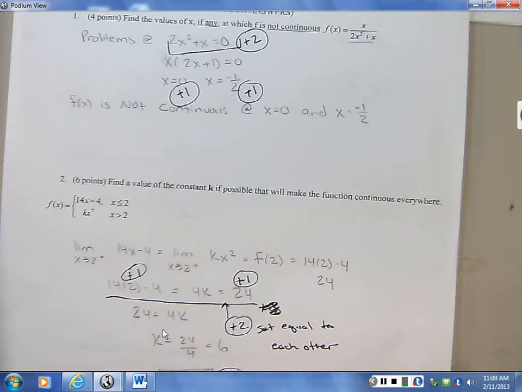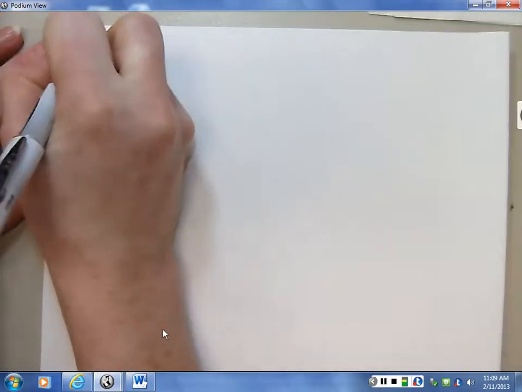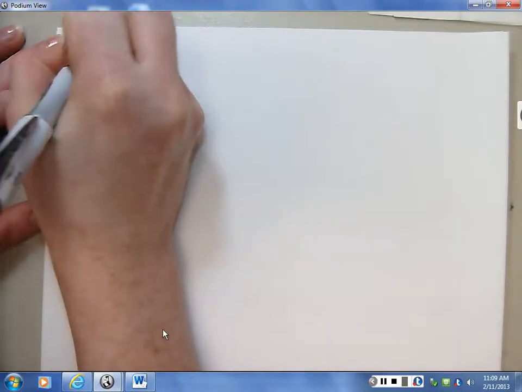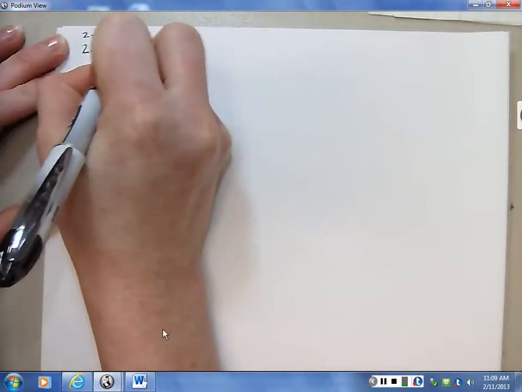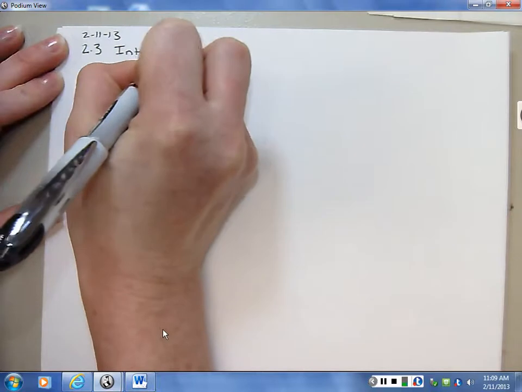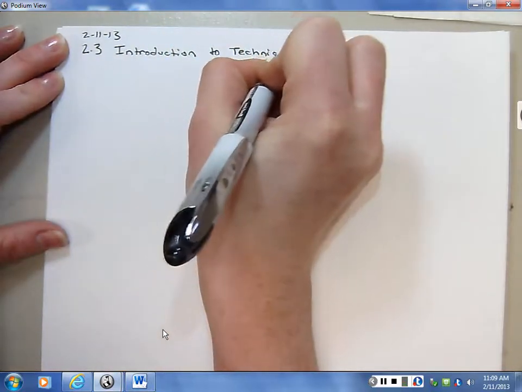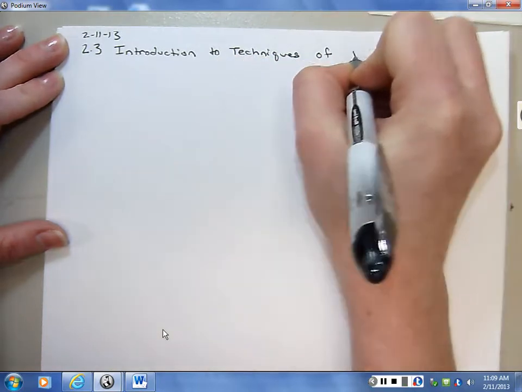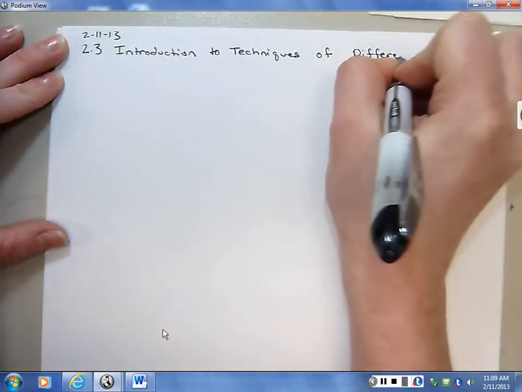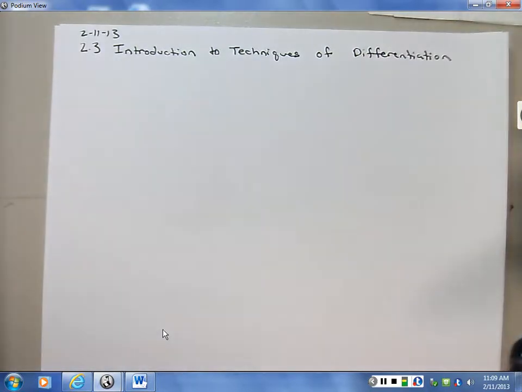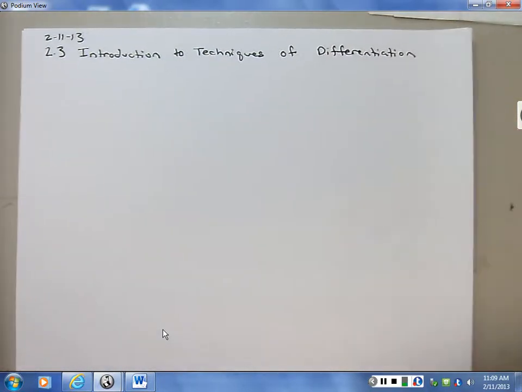So, any other questions? Okay, so today we're going to cover 2.3, which is techniques, or an introduction to techniques of differentiation. From now on, we're going to learn shortcuts in how to differentiate functions.